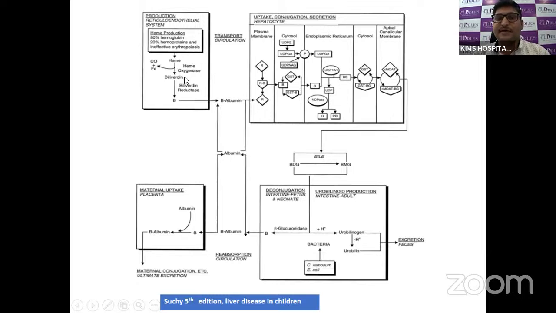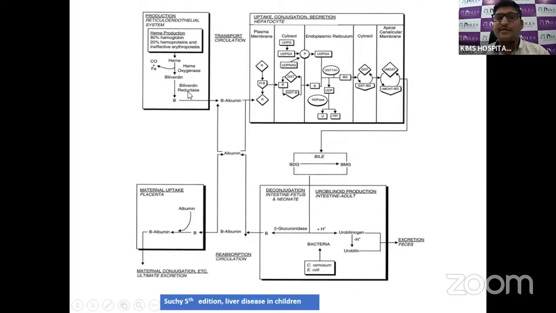After the formation of bilirubin in the reticuloendothelial system, it gets transported to the liver with the help of albumin. In the liver, it undergoes conjugation and gets excreted into the bile. From the bile, it undergoes further transformation to be excreted in the stool or in the urine, and some of it can also be reabsorbed through the enterohepatic circulation. So this is the overall picture.